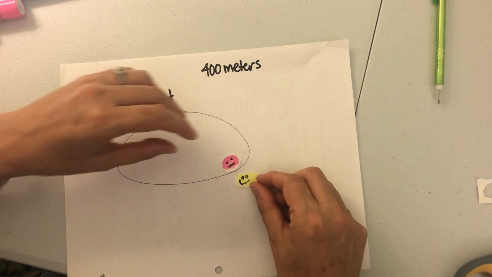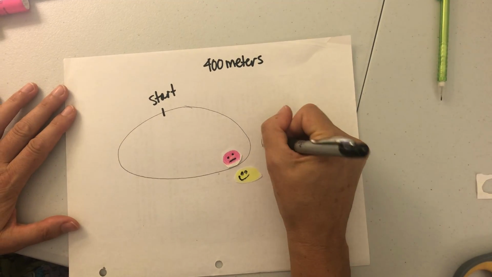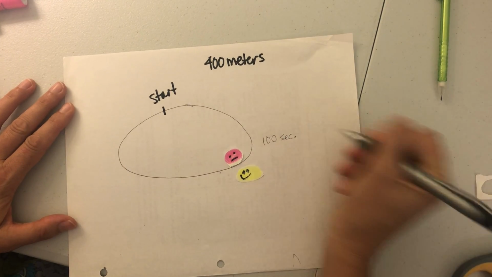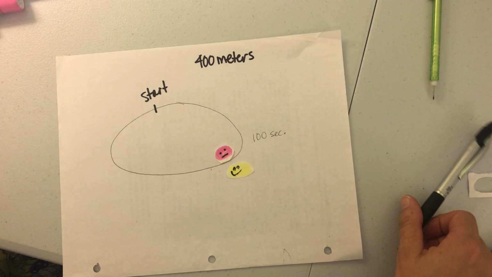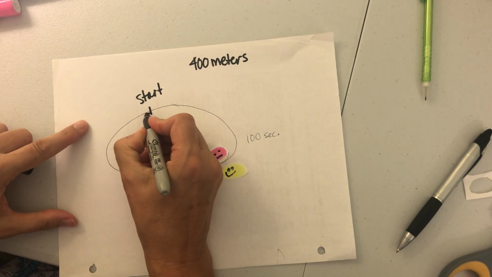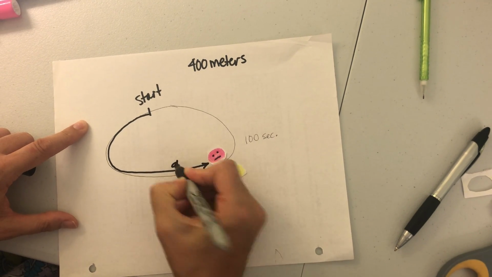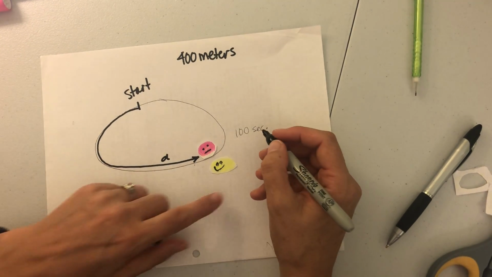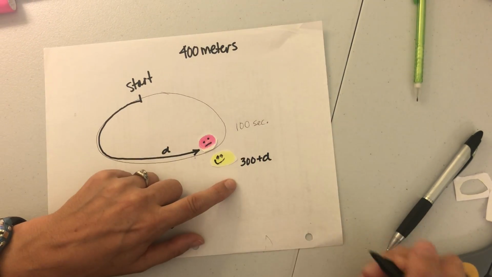All right, so they take exactly 100 seconds before Ben laps his mom. Okay, so how far has Amanda gone? She went from the start and she ran, well, we don't actually know. We're gonna call that D. How far did Ben go? Well, he lapped her, so he did 300 plus the extra D.